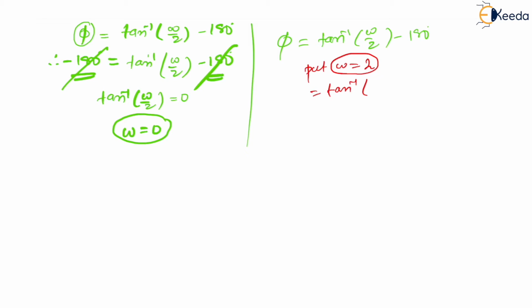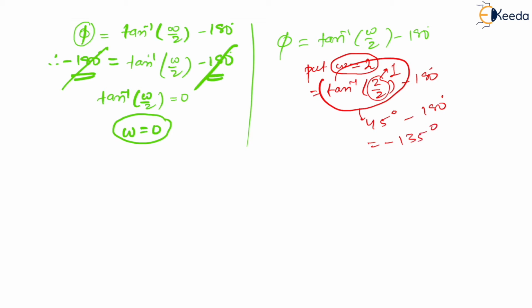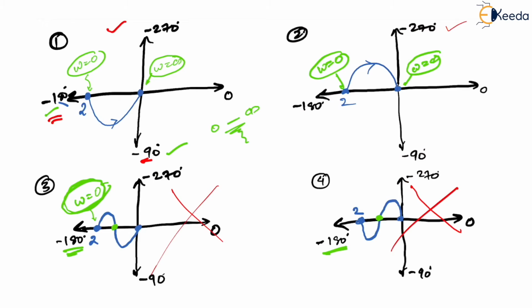So you get tan inverse of omega by 2, that is 2 by 2, minus 180 degrees. 2 by 2 is nothing but 1. So tan inverse of 1 is going to be what? 45 degrees. So you get 45 degrees minus 180 degrees, which is equal to minus 135 degrees. What does this mean? If you see, minus 135 degrees comes where?